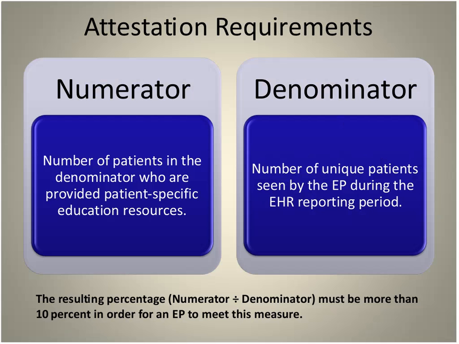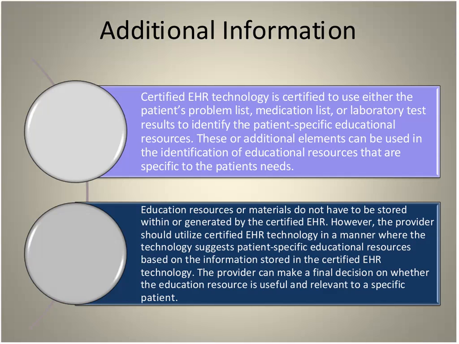Denominator, again, is just all those unique patients the eligible provider saw during that EHR reporting period. Numerator is the number of those patients who were provided those patient-specific education resources. That's based on problem list, medications, and lab test results. So at least 10% of those patients should be given.